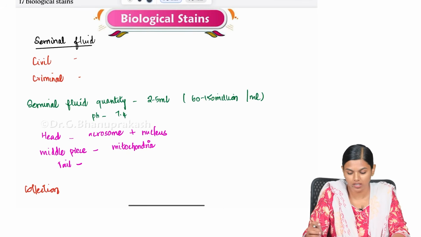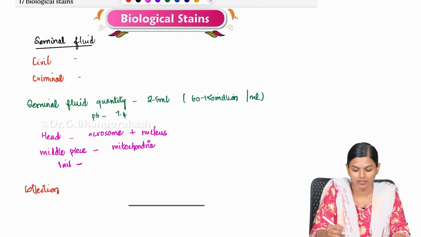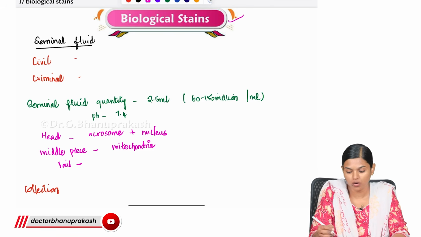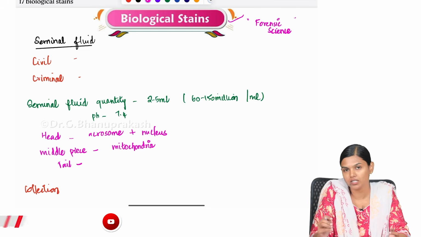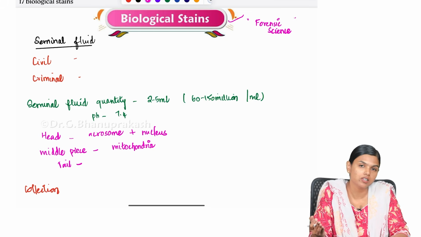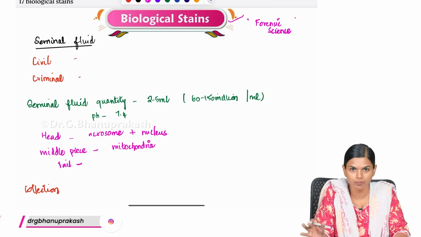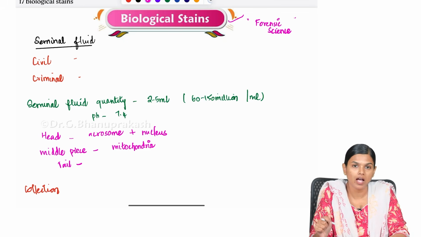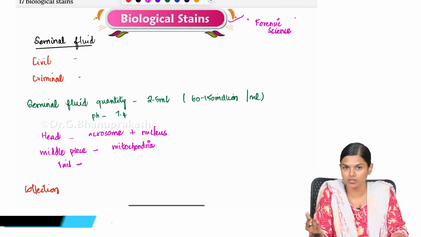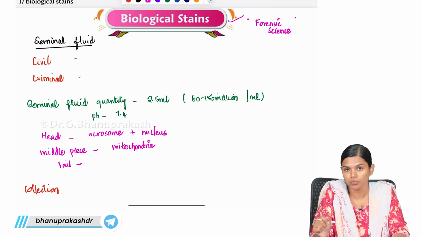Now what you are going to see is biological stain, and this is more of a forensic science topic. This is not forensic medicine, this is a forensic science topic. But why we are studying this is that even though analysis and testing are done in the forensic science lab, the preservation is usually done by the autopsy surgeon. The treating doctor or the autopsy surgeon will be preserving the samples. So we have to know the importance of sample preservation, what to preserve and how to preserve. That is why we are seeing these biological stains.